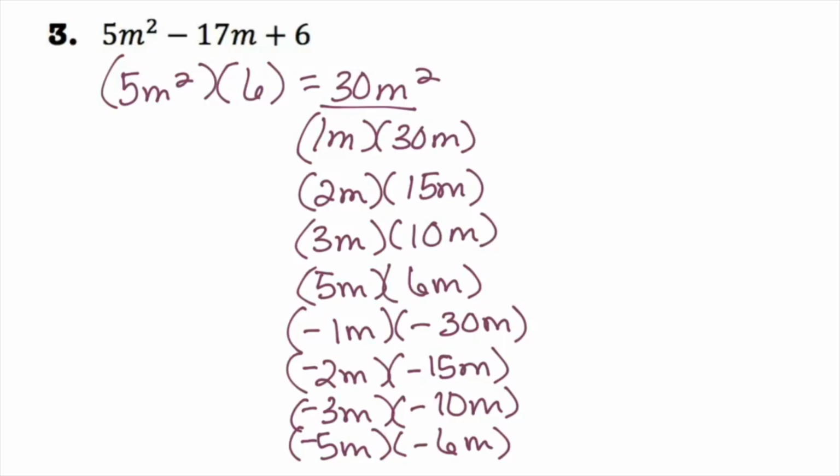The important thing is to do the opposites with negatives, not necessarily flipping them around and doing 30 first and then 1 second. All right, so now we're going to add all the way through and see which one comes up with our negative 17m.